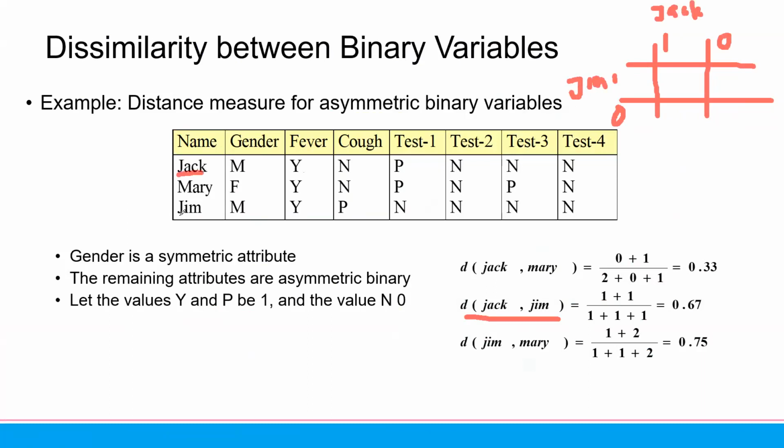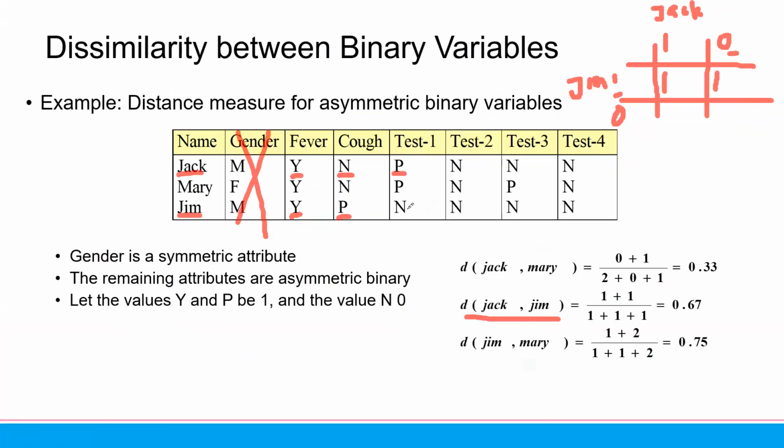So we have Jack, we have Jim. Gender, we will not use it because it is symmetric. Fever, okay, both of them have fever. Yes, so we have 1. Jack has no cough, but Jim is positive for the cough. So Jack is 0 and Jim is 1. So we have 1.